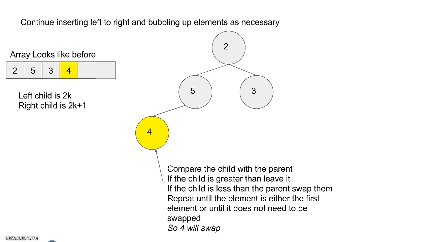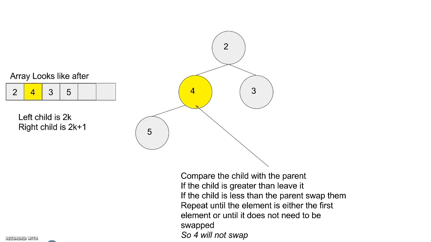Now we continue to insert left to right as we go down this tree, and we insert into the fourth index of the array. Because 4 is less than 5, we swap 4 and 5. So 4 goes into the second index, and 5 goes into the fourth index of the array, and that's what we see right here. Then 4 is compared to 2, and it just stays where it is, and we can say that it's in proper minimum order.